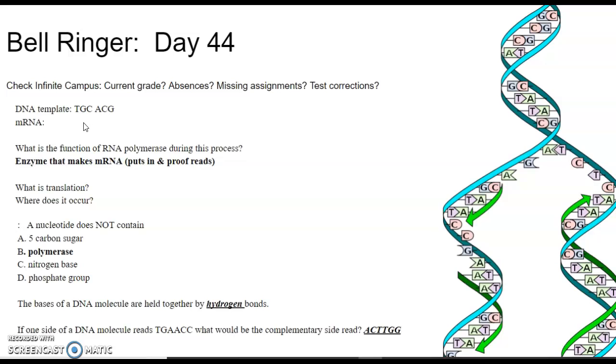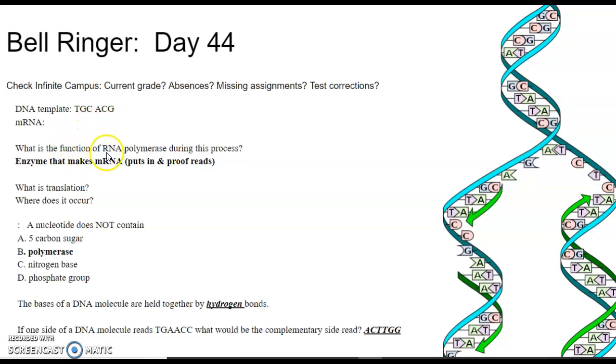Okay, so for our DNA, if we have T, T would go with a U, G would go with C, C would go with G, A would go with U because this is mRNA, C would go with G, and G would go with C. And it won't let me type on here, so again, real quick, that would be A, C, G, U, G, C. And notice how we have 2 triplets. That would code for 2 amino acids.